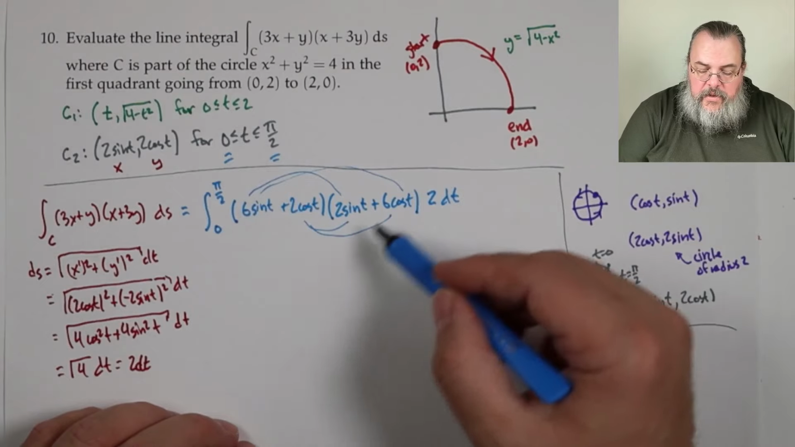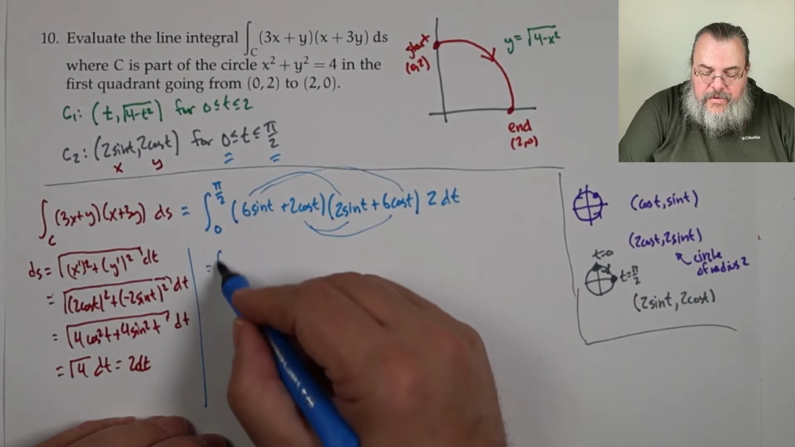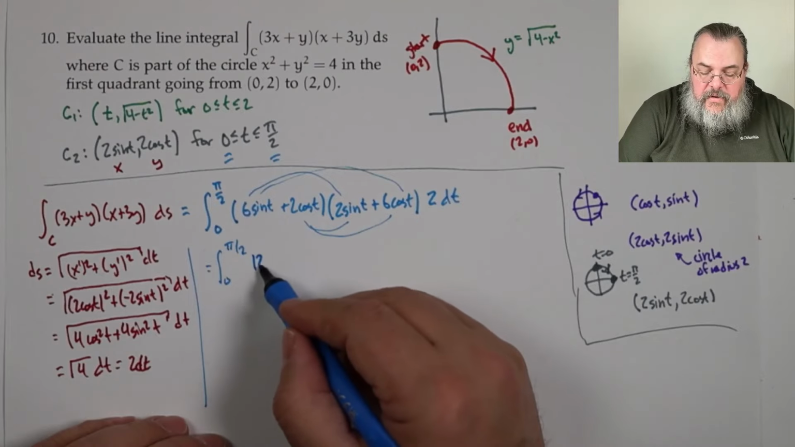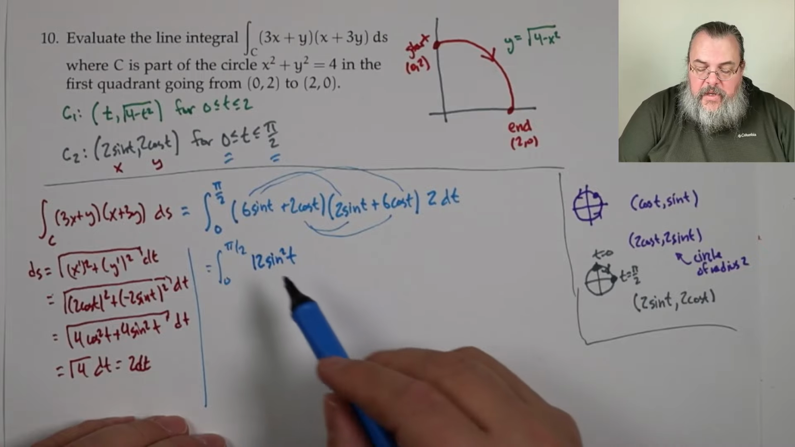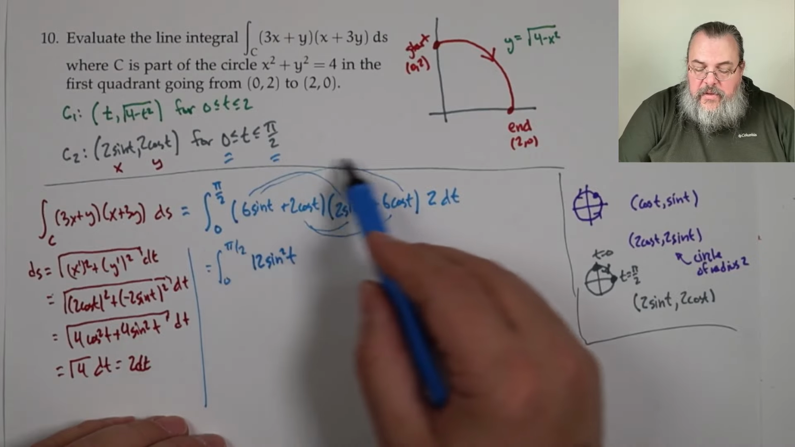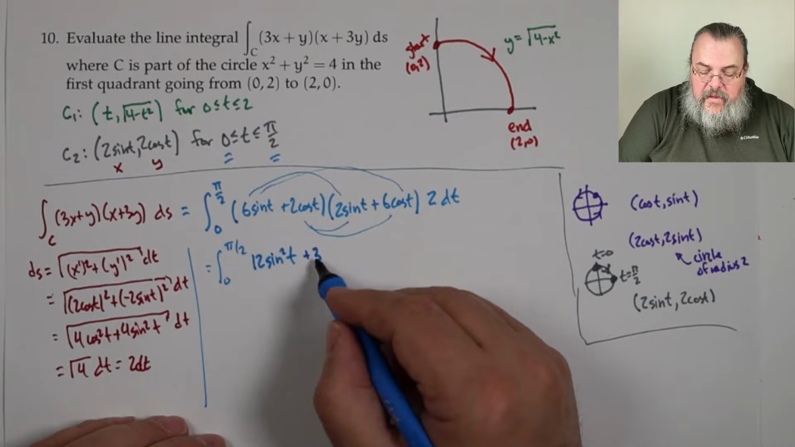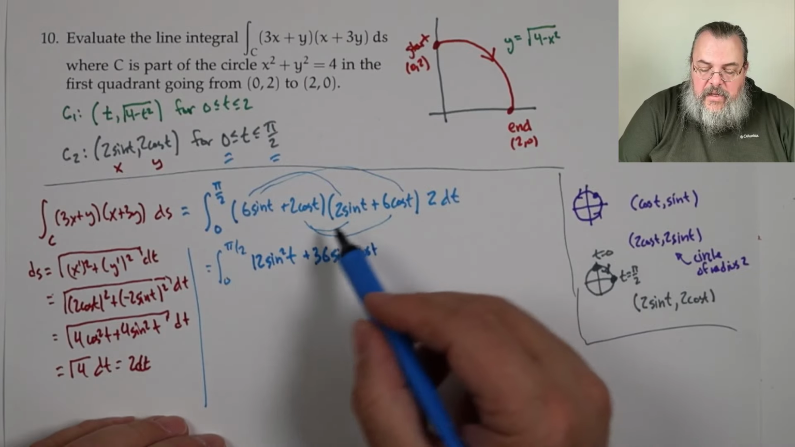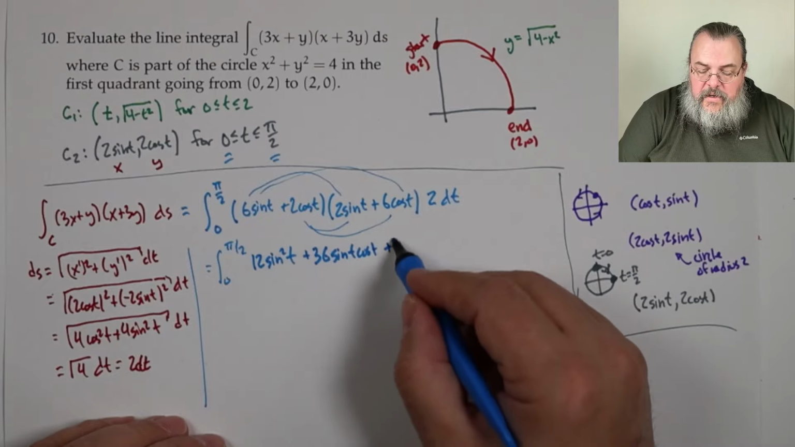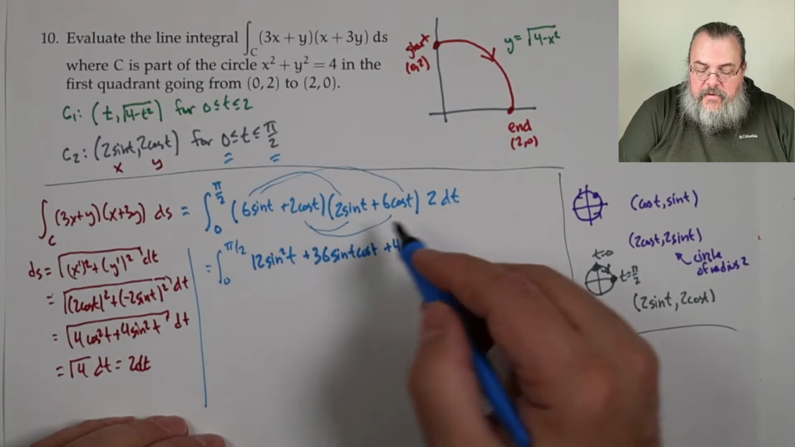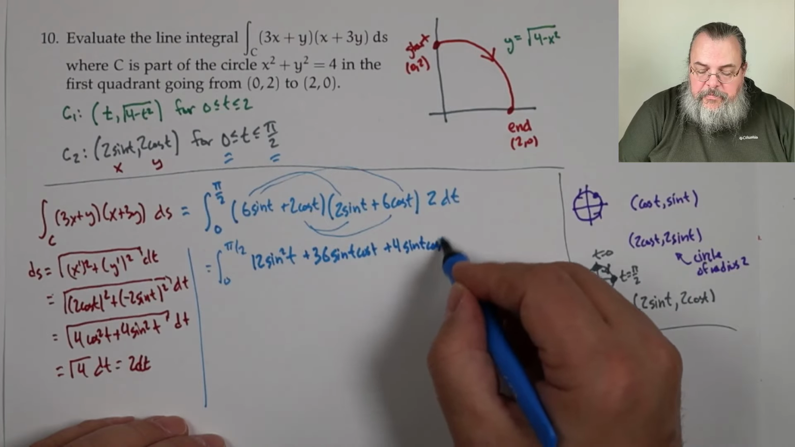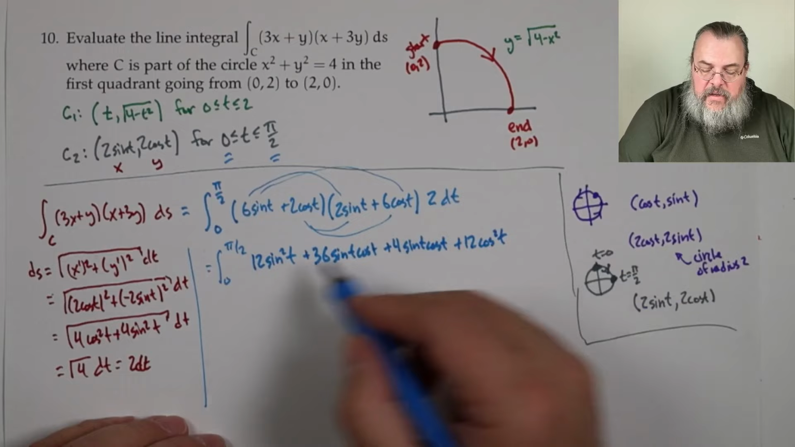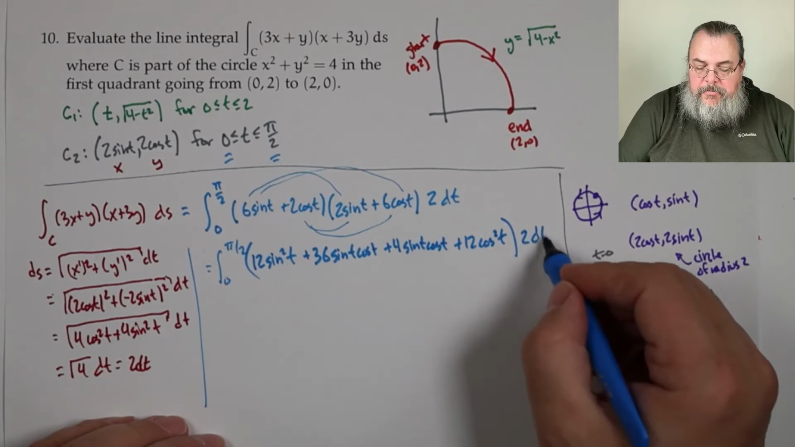All right. Well, we start distributing. We're going to FOIL. So this is equal to the integral from 0 to pi halves of 6 sine t times 2 sine t, that's 12 sine squared t, plus 36 sine t cosine t, plus 4. Now we're doing our inner ones, sine t cosine t, plus 12 cosine squared t, and all of that times the 2 dt.